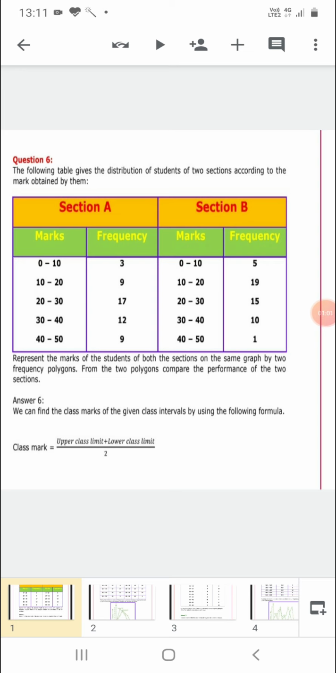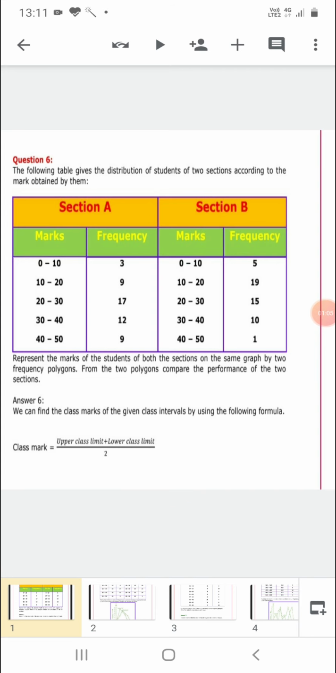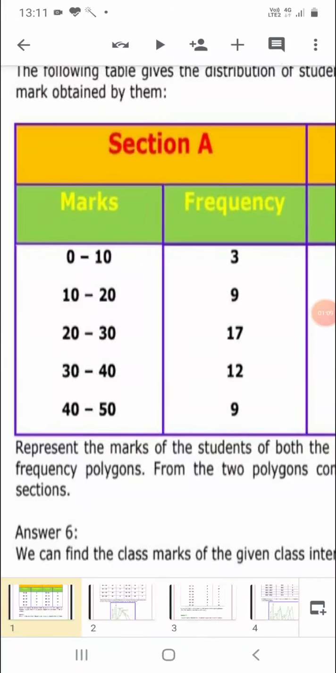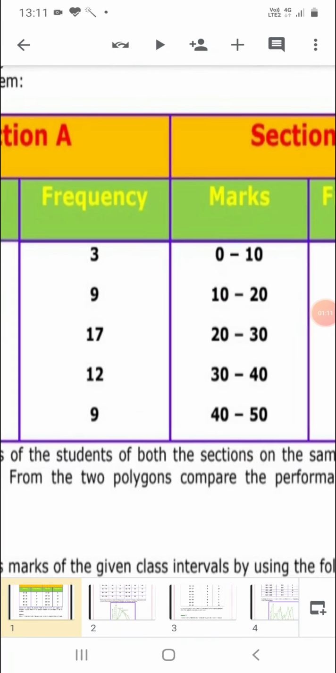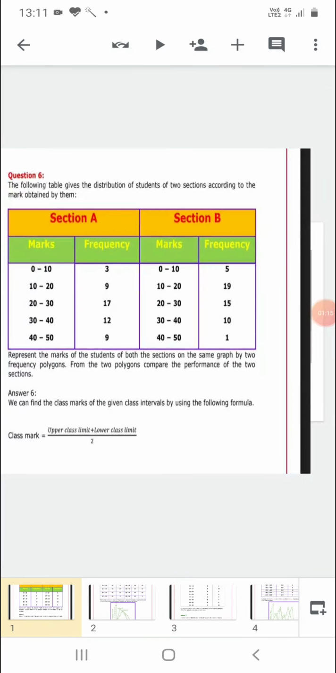In both the sections, the class marks will remain the same because the upper limits and lower limits are the same, the classes are the same: 0 to 10, 10 to 20, 20 to 30, the same are there in section B. So class marks will be the same for both of them.